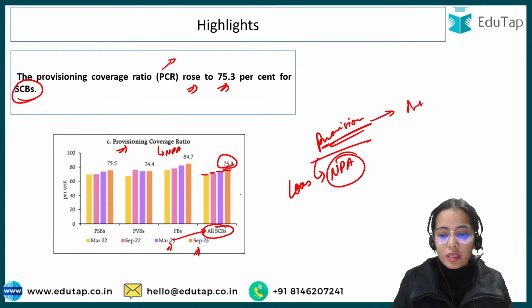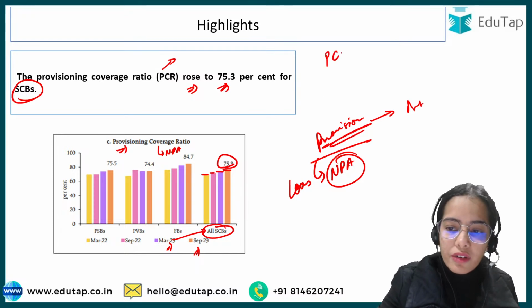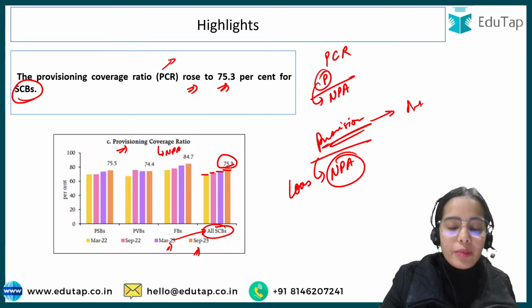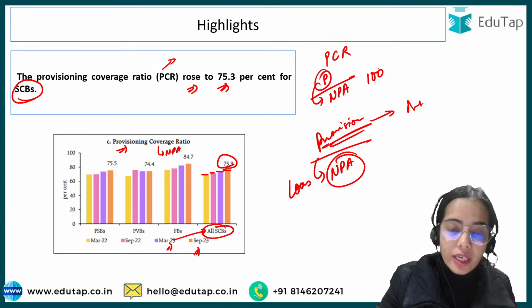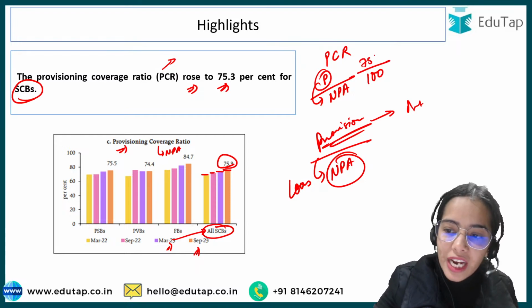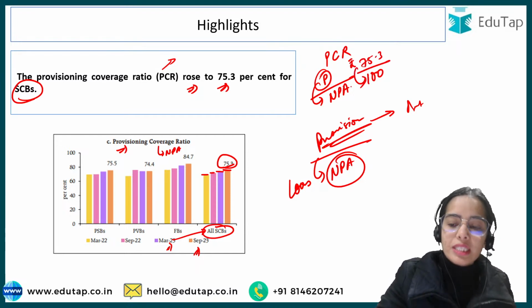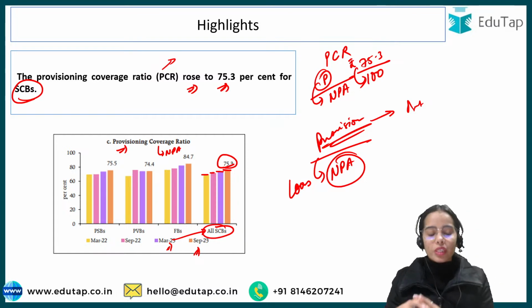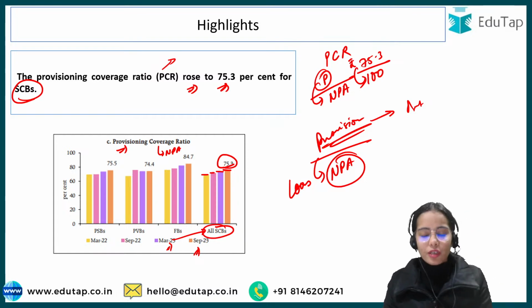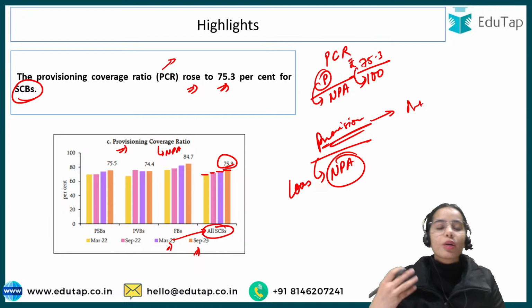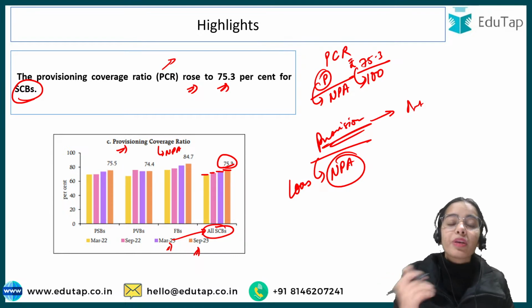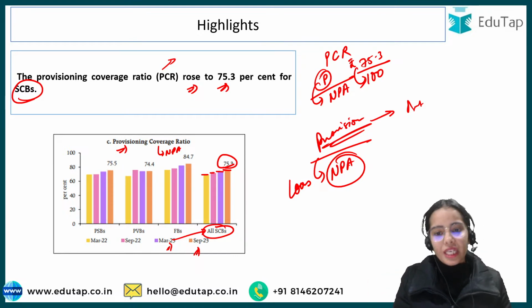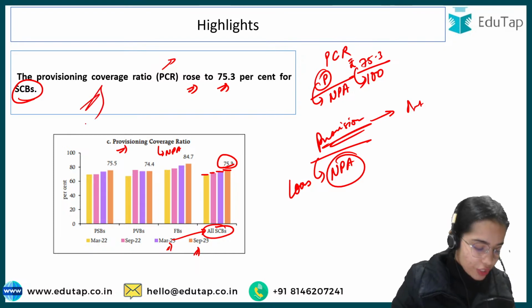See, provisioning coverage ratio, the NPAs that the bank have. How much provision the banks have to cover these NPAs? If the NPA is of 100, the banks have 75.3 rupees to cover this NPA. So the NPAs that can be created or that has been created, how much provisions the banks are keeping with themselves for those NPAs, that is the provisioning coverage ratio.